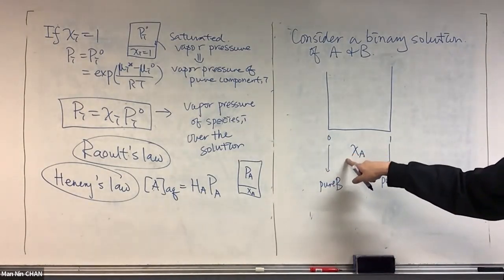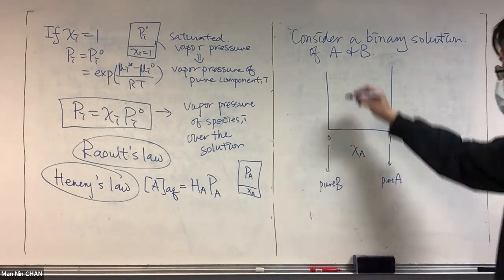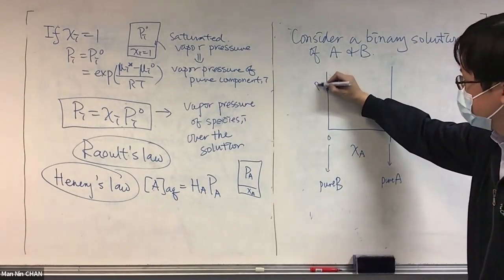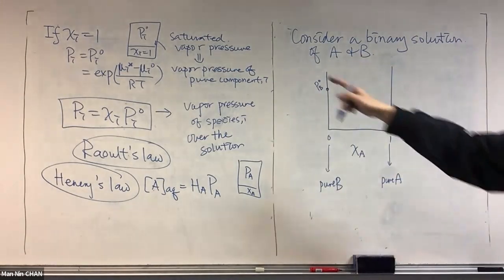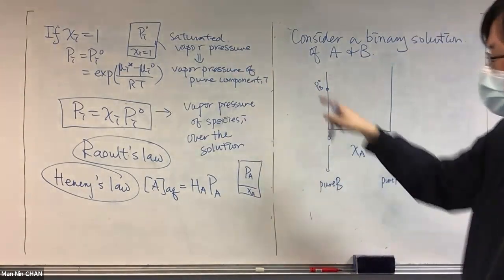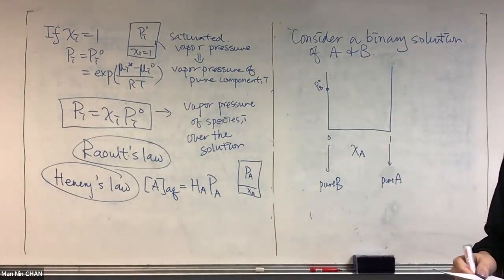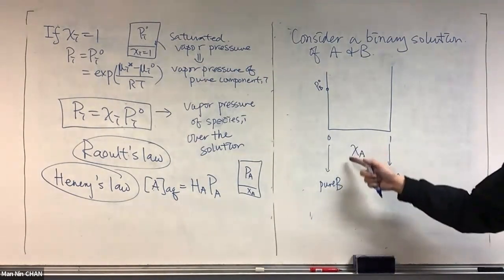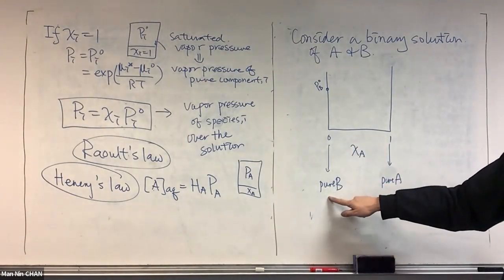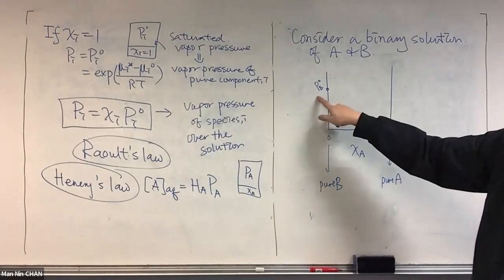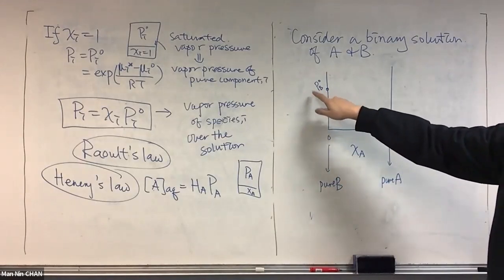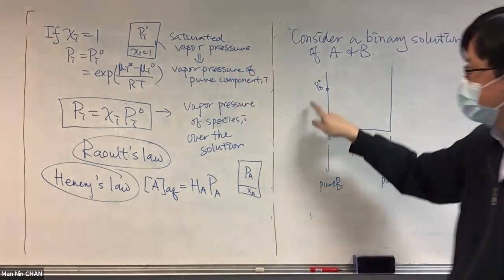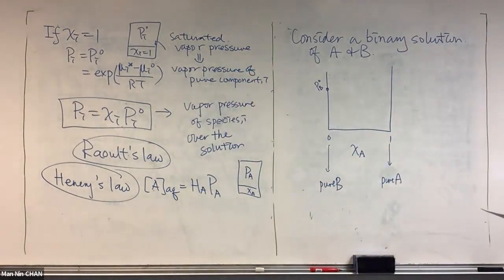And so for a mole fraction equal to 0, pure B, you have the saturated vapor pressure of B, P_B sat. I think this makes sense, because when the mole fraction of A is 0, that means it's pure B. So at this point, the vapor pressure would be just the saturated vapor pressure of pure B.